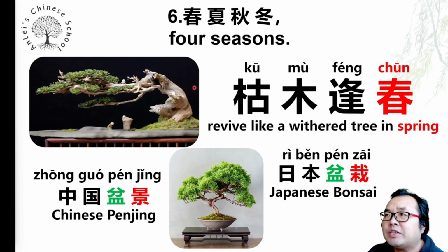The name of this penjing is called Mu Feng Chun, revived like a withered tree in spring. The green leaves have just come out from a withered tree. The two rocks under the tree are just like an old man teaching a little boy. Without the right guidance, the boy is just like a withered tree. When he gets the right education, he's just like obtaining his second life.